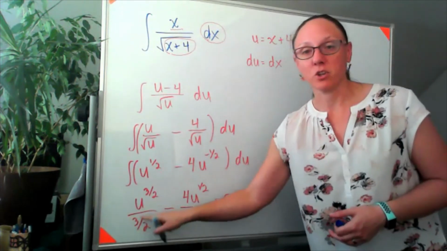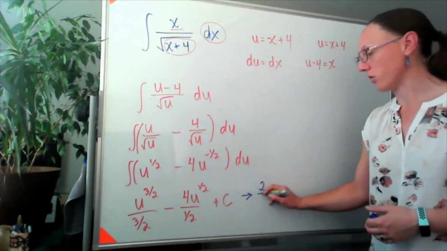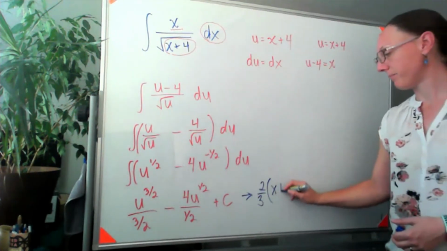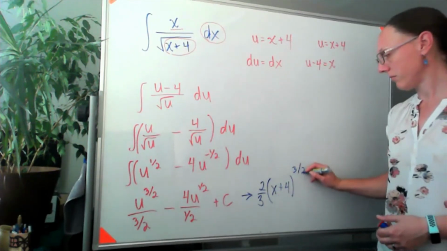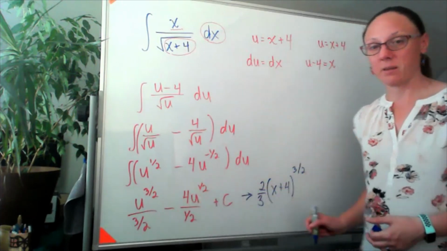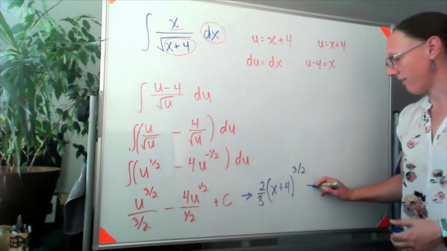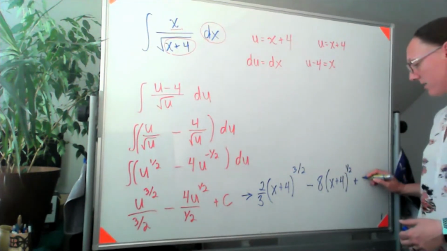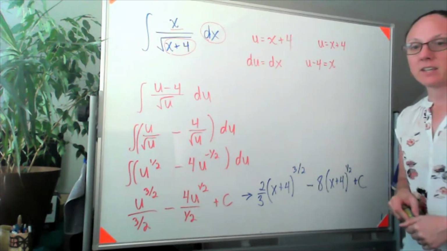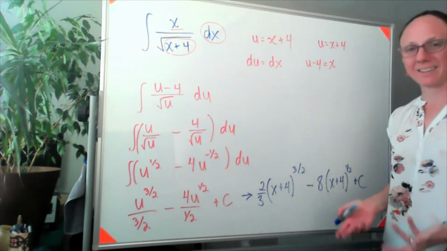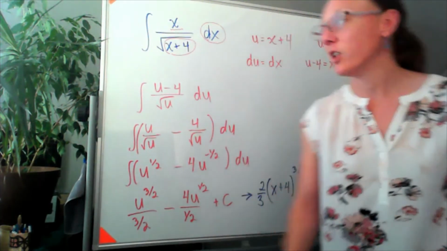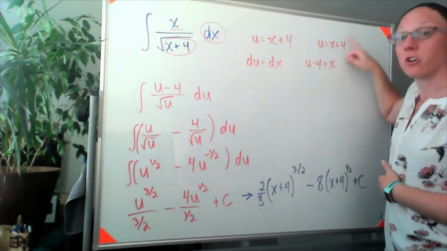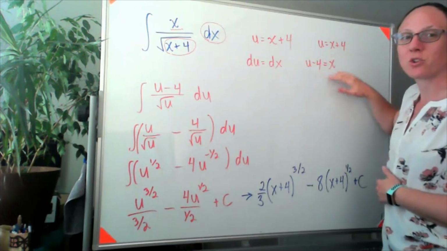I'm going to go ahead and take that division by 3/2 and write that as multiplication by 2/3. U was x plus 4. Here, division by 1/2, the same thing as multiplying by 2. So I'll have minus 8, and then x plus 4 to the 1/2 power plus a constant. Sometimes this is called back substitution, because we make a substitution, but then there's still an x left over that we have to go back and solve our u substitution for x to plug in.